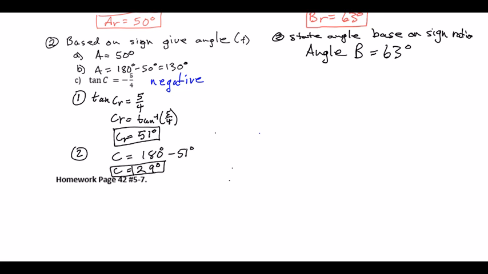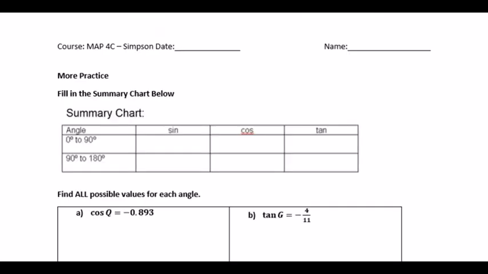So now what I'd like you to do is questions number 5 to 7 on the next page. You should have done number 5 to 7. I already handed that out. What I'd like you to do is fill in the summary chart and then do the problems just like we did before on this sheet.